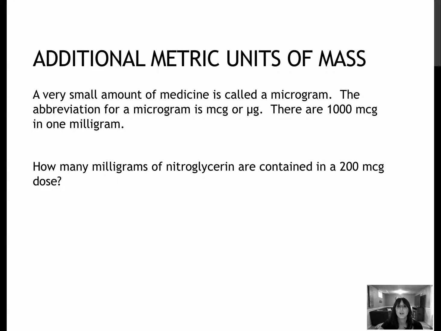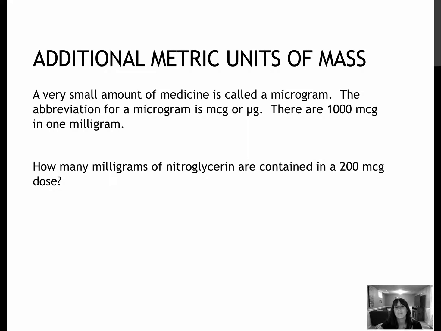A very small amount of medicine is called a microgram, and the abbreviation for a microgram is mcg, or μg, mu being a Greek symbol. There are 1,000 mcg's in 1 milligram. So it's incredibly small. Remember, a gram is about the weight of a paperclip. So you can imagine 1,000th of a gram is a milligram, and then 1,000th of that is a microgram.